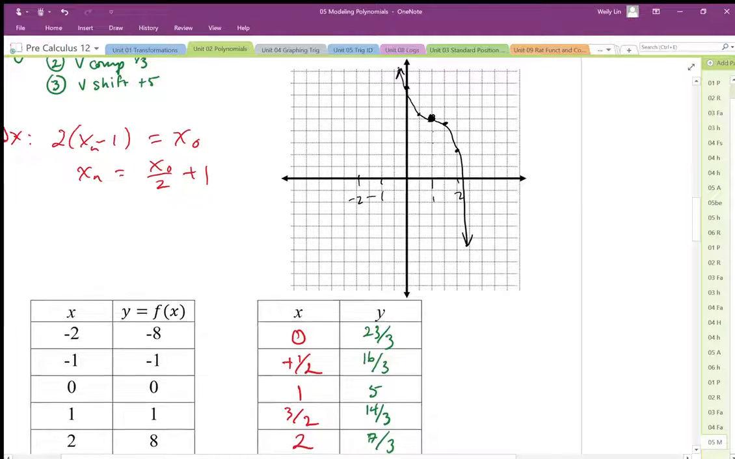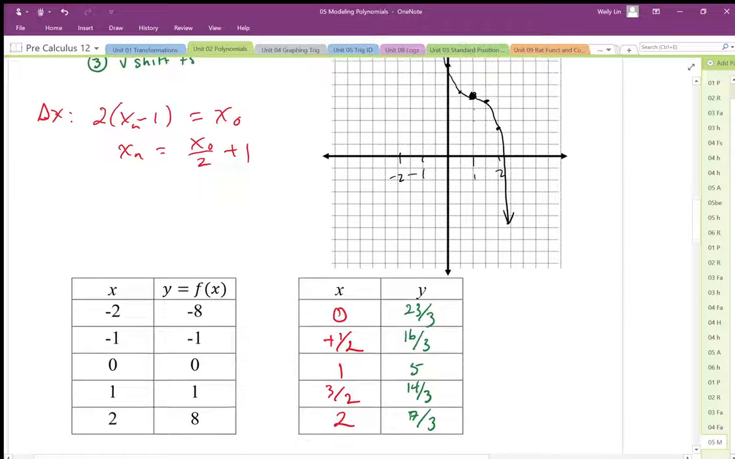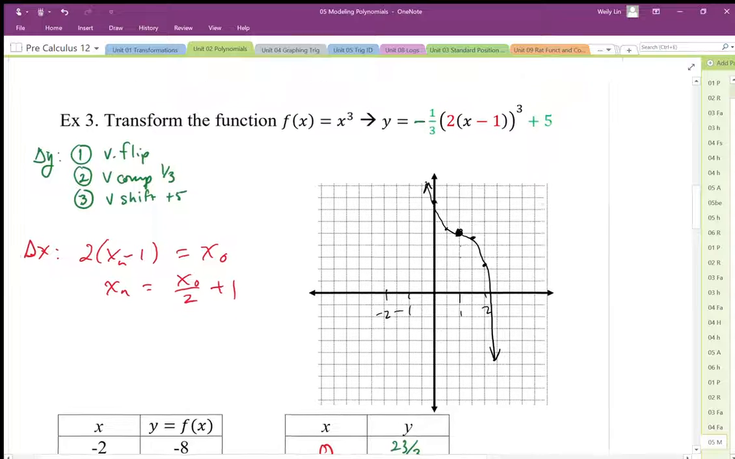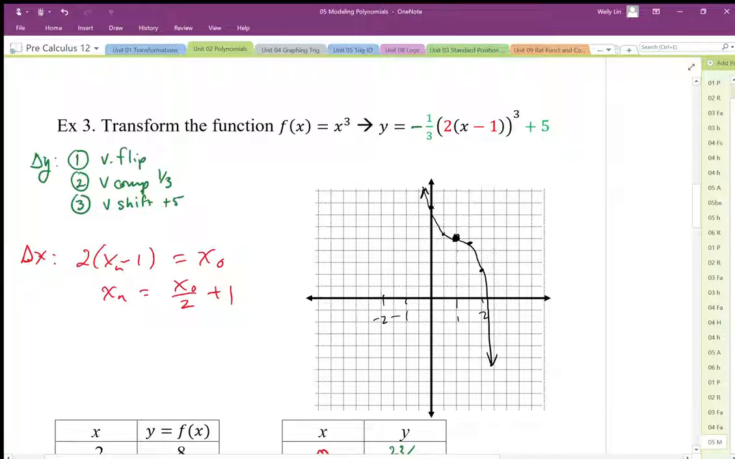Okay, so we can transform it like we've done before. So we're going to do very little of this transformation when we talk about polynomials. We're really just going to be looking at mainly factoring these, but it's good to keep in mind this idea of transformation with cubic functions as well.